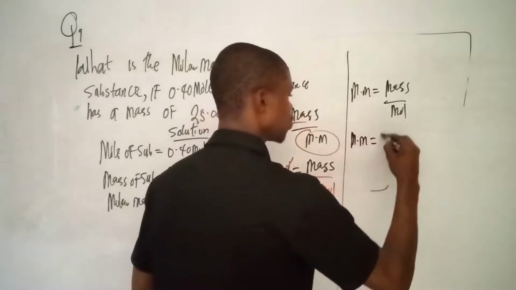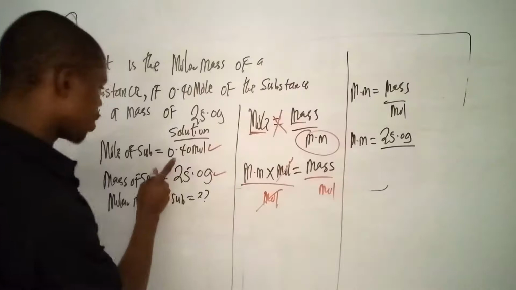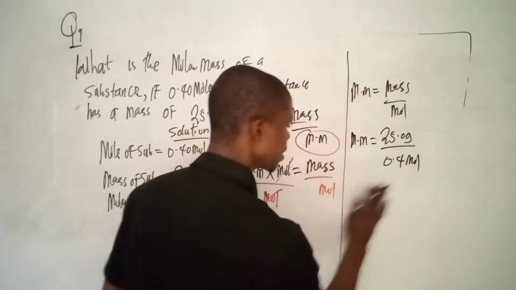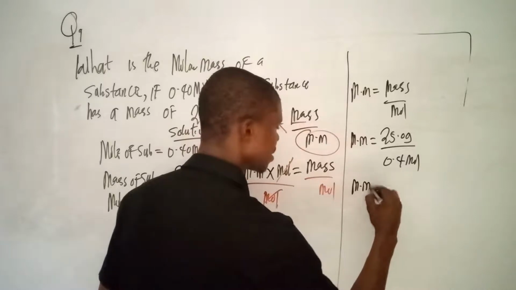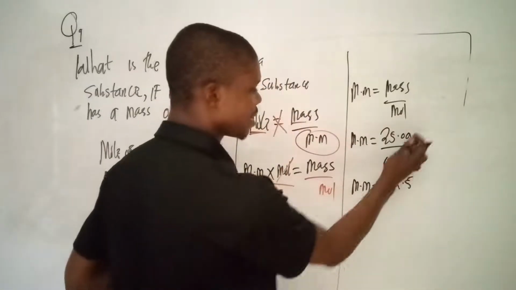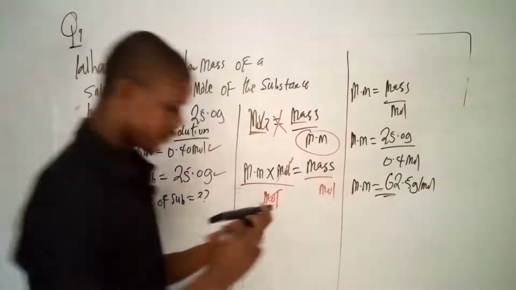Molar mass equals what? Mass is 25.0 grams over moles. Now what's my mole? My mole is 0.4 mole, right? So molar mass, if you divide it, is 62.5. So now what will be the unit? Gram per mole. So this is how to solve it, right?